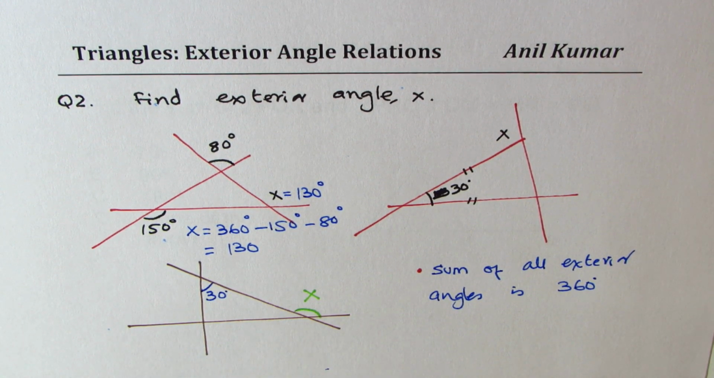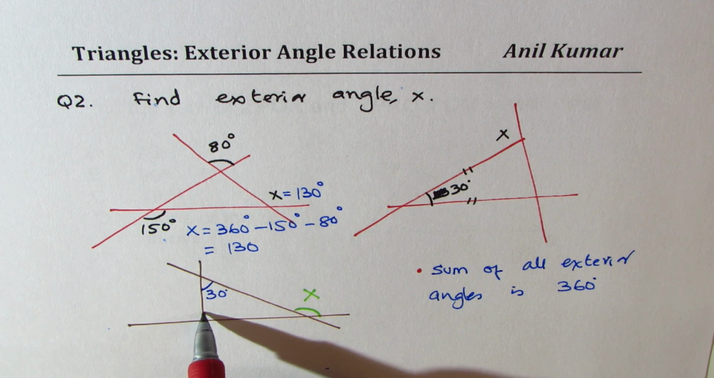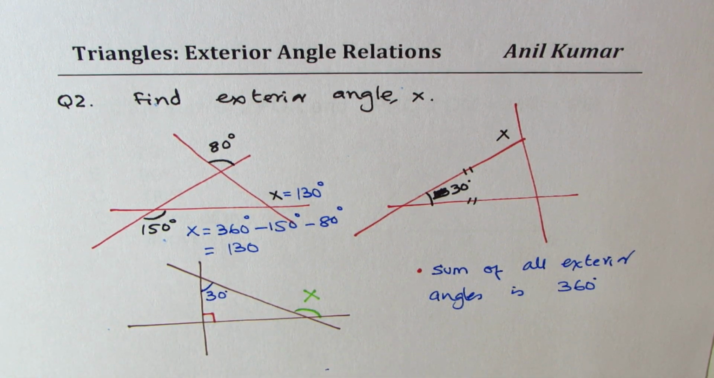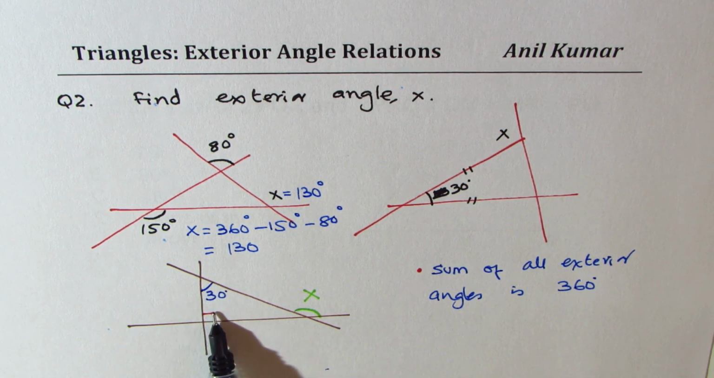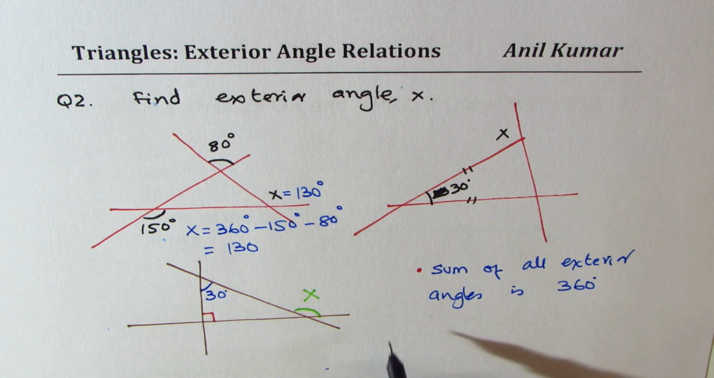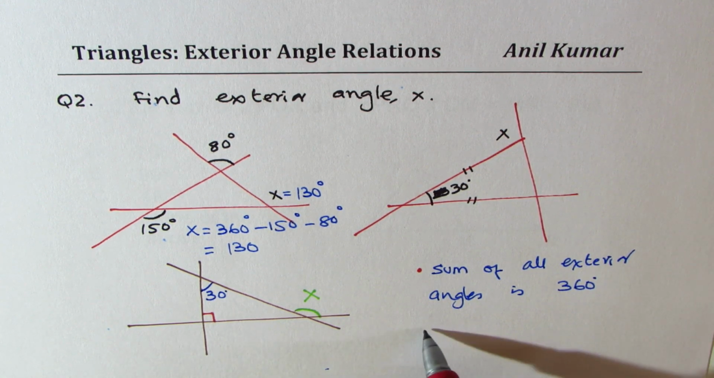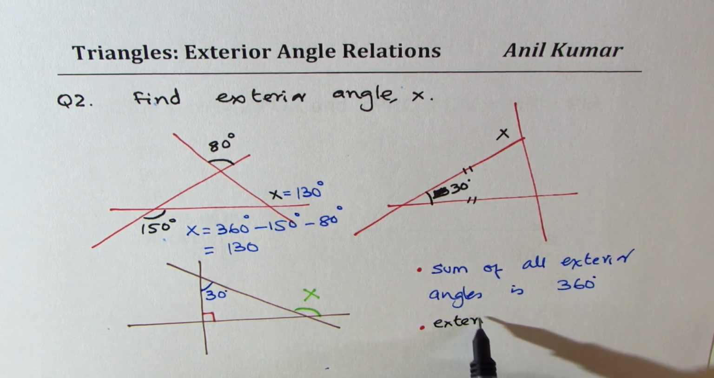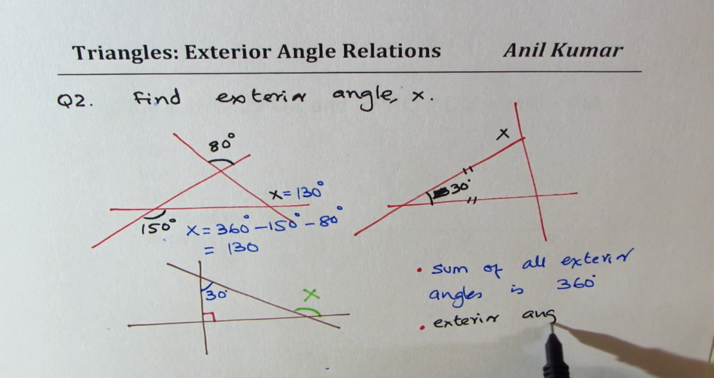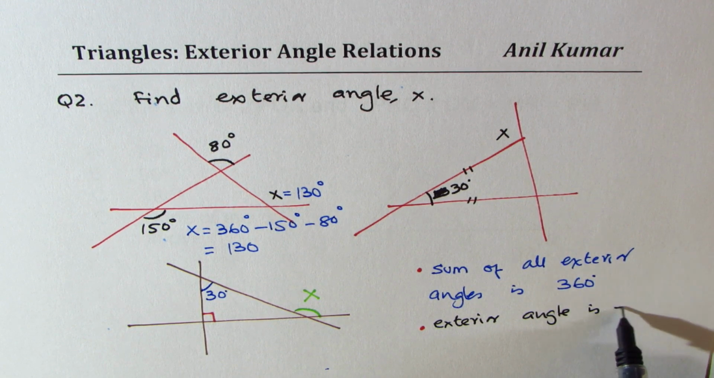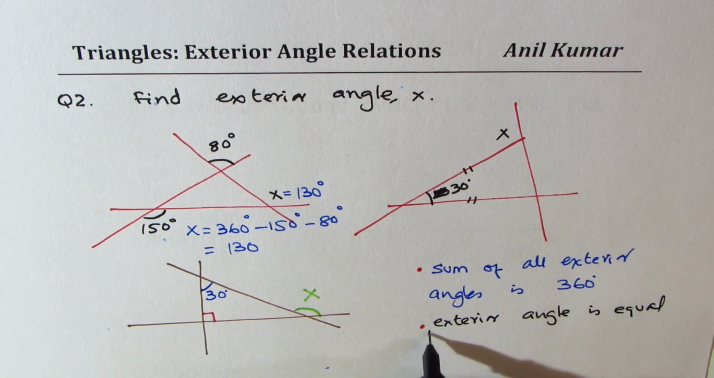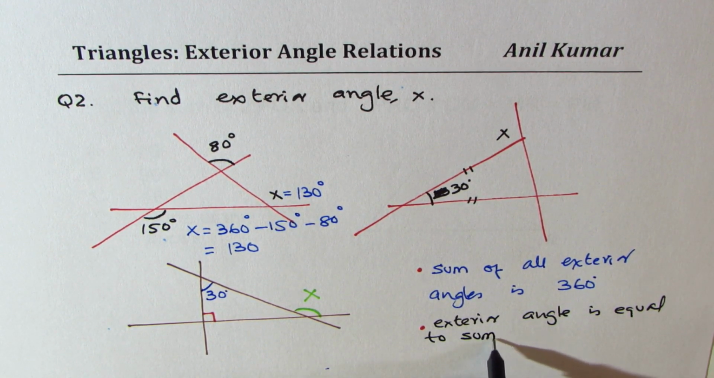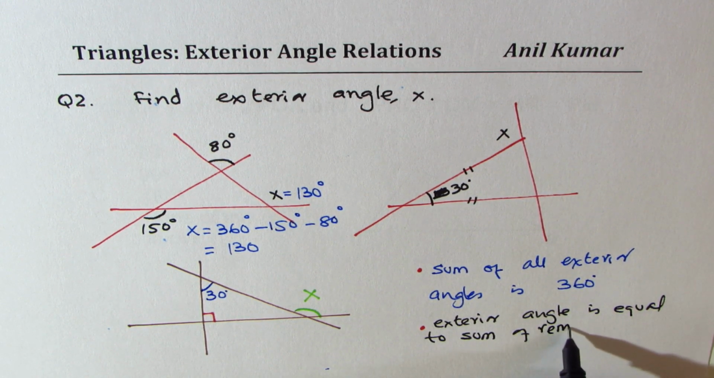Now question number 2 is kind of straightforward. I forgot to mention here, this is a right triangle. So in this particular case, exterior angle is equal to sum of interior angles, right? So we are using the second rule, which is exterior angle is equal to sum of remote interior.